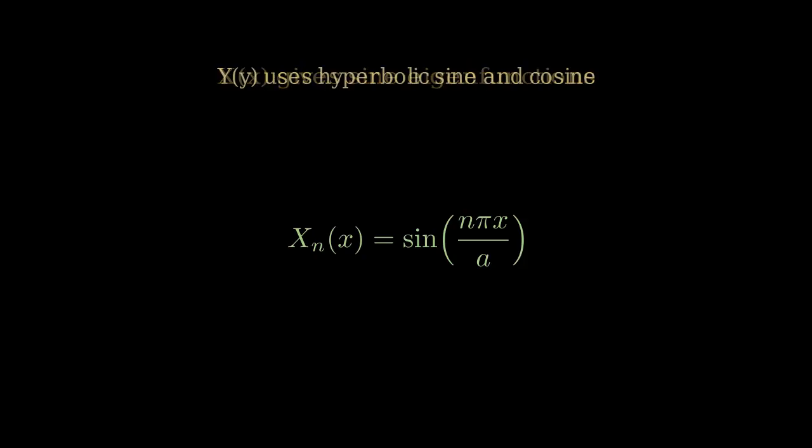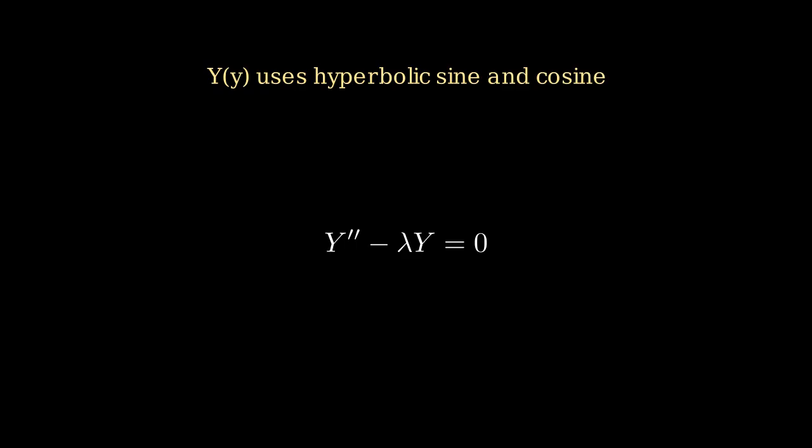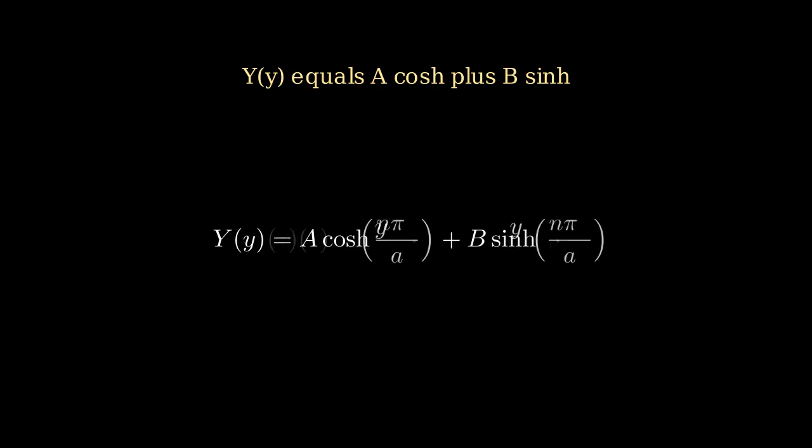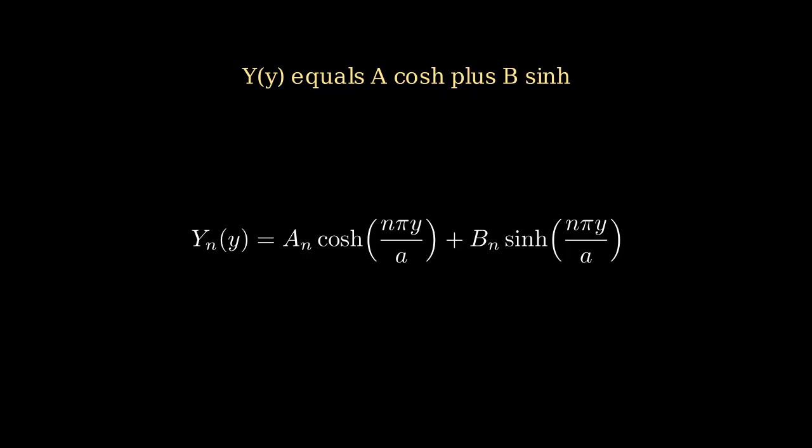The equation in y is different this time, because this direction has no oscillation, only growth. Its general solution is built from hyperbolic cosine and hyperbolic sine, instead of ordinary cosine and sine. So we write Y(y) = A times cosh(n pi y / a) plus B times sinh(n pi y / a).